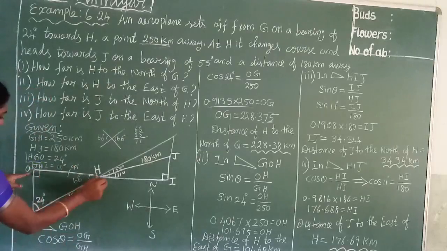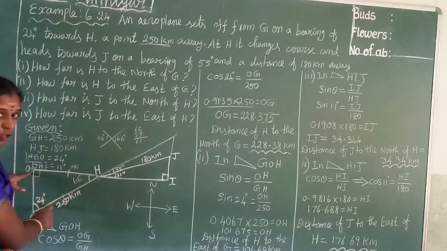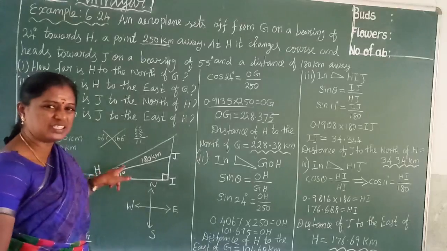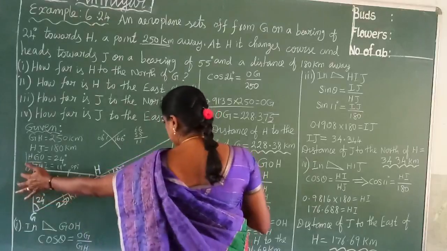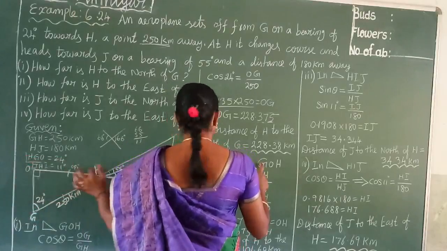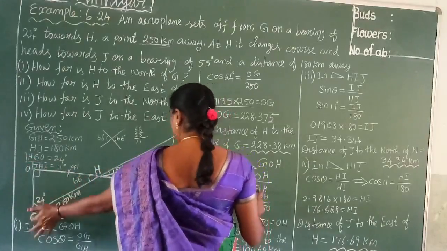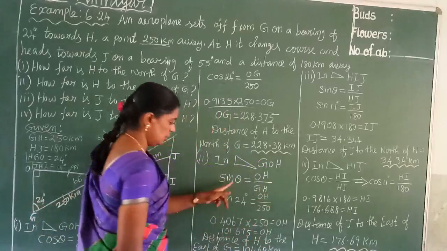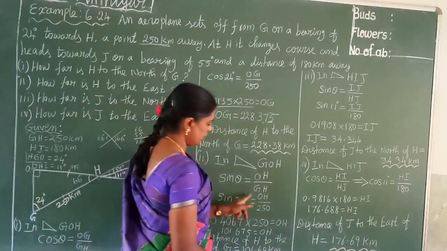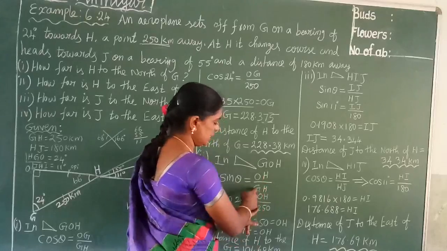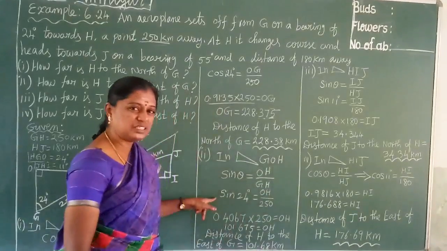So the same triangle. This one is the hypotenuse, this one is the opposite side, which we want to find. This one we know. So opposite and hypotenuse means what is the ratio? Sin theta. So take right angle triangle GOH. Sin theta is equal to opposite OH by hypotenuse GH. Theta is 24 degree. So sin 24 degree is equal to OH by GH, that is given 250. Sin 24 degree value is also given in the question.